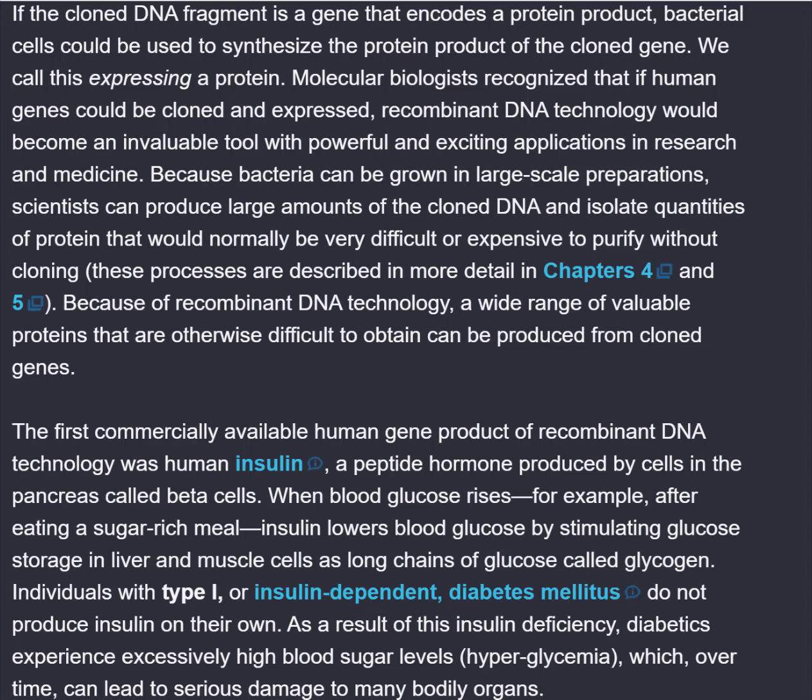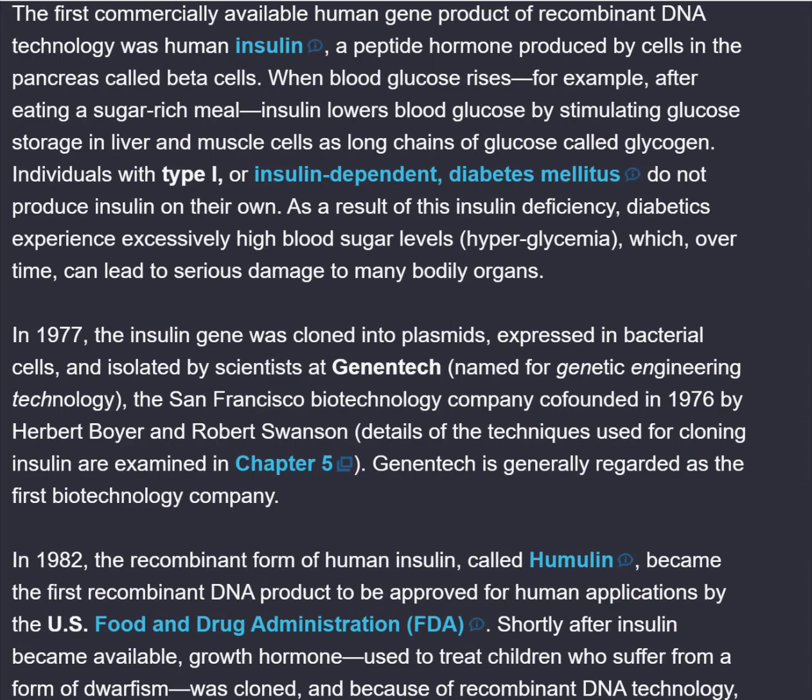Because of recombinant DNA technology, a wide range of valuable proteins that are otherwise difficult to obtain can be produced from cloned genes. The first commercially available human gene product of recombinant DNA technology was human insulin, a peptide hormone produced by cells in the pancreas called beta cells. When blood glucose rises, for example, after eating a sugar-rich meal, insulin lowers blood glucose by stimulating glucose storage in liver and muscle cells as long chains of glucose called glycogen.